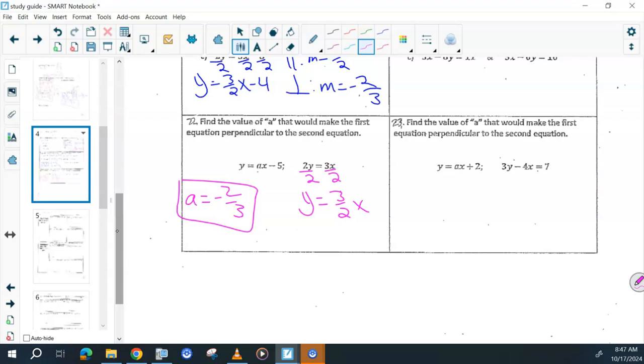On to page 5. Questions on page 5? Yes. 24. Sure.